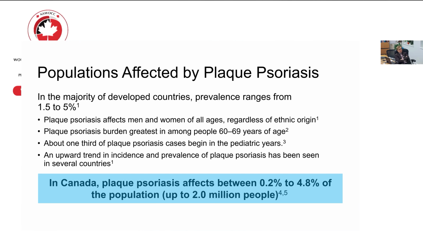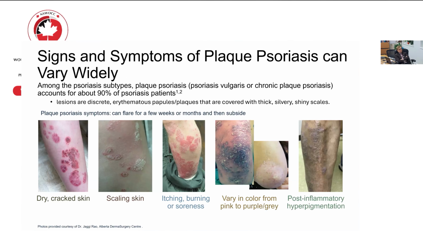And next slide. So there's the dry cracked skin. They're discrete plaques. You can draw a circle around it. When you get a scale, it's silvery. When you're itching and burning or sore, you may have scratched the scale off or partially treated. It may vary in color from pink to purple gray, particularly in people of color. And they can sometimes leave post-inflammatory pigment. Next.